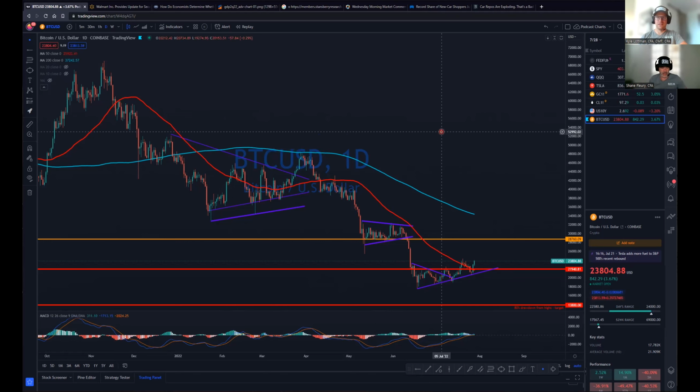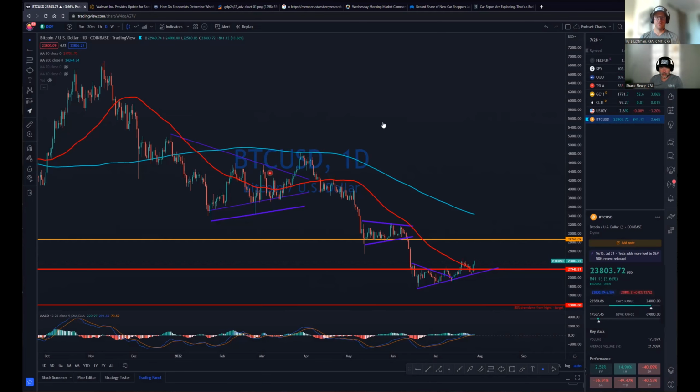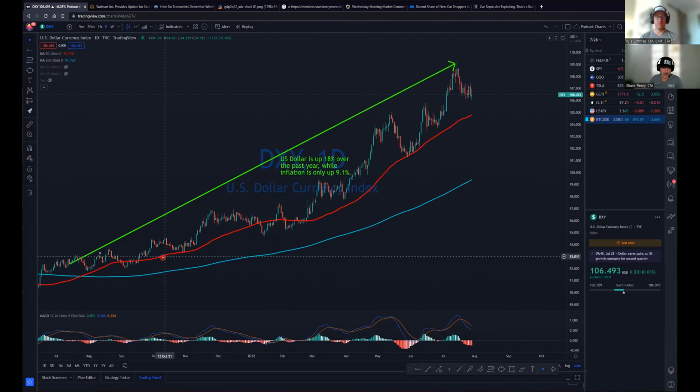Well, I think the biggest thing, and probably what'll put some pricing power underneath gold and underneath oil, is the dollar index. The dollar index has fallen a bit from the highs, right? Back here, I was talking about how the US dollar was up over 18% in the past year, while inflation is only up 9.1%.